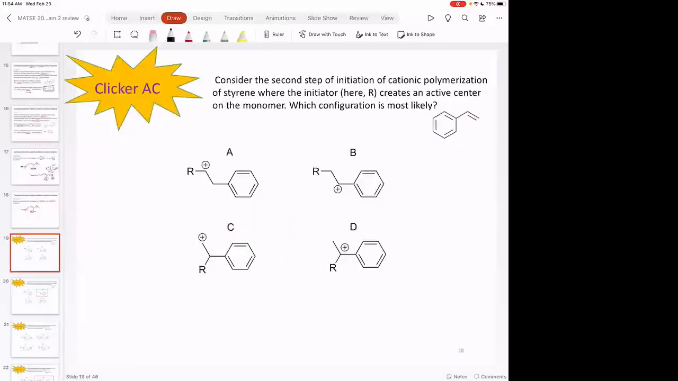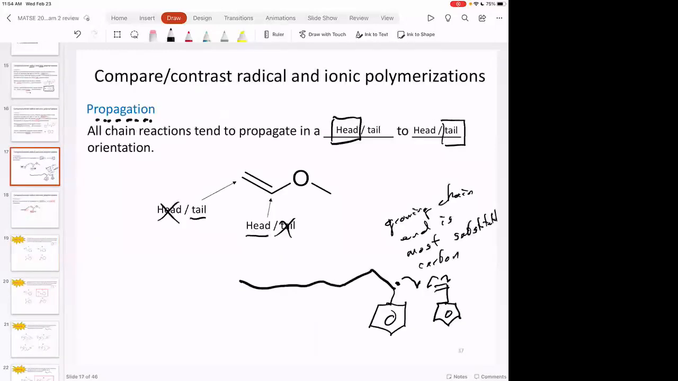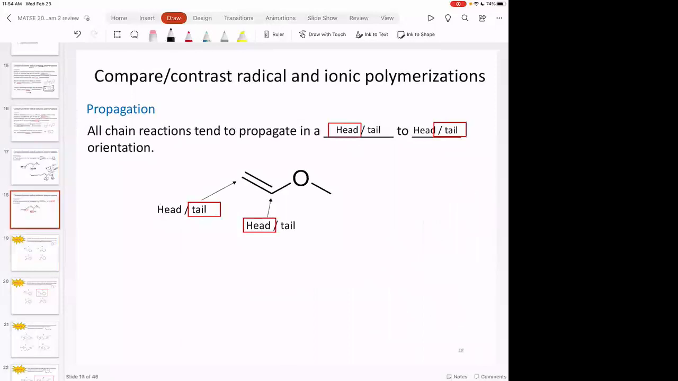Great. So I can ask you short answer questions like this, or I could label a monomer with different head and tail labels and ask which is correct, which has the head and tail labeled correctly. So make sure you know the concept, and then you're able to look at the monomer and identify what's the head and tail. So make sure you're able to do this type of problem both ways.